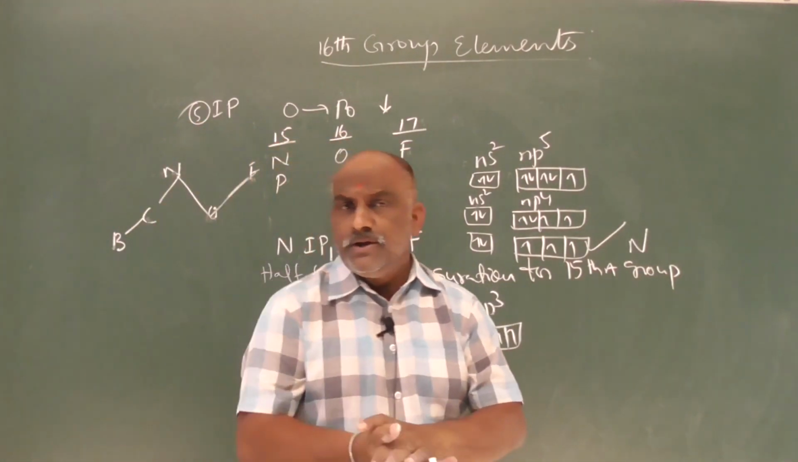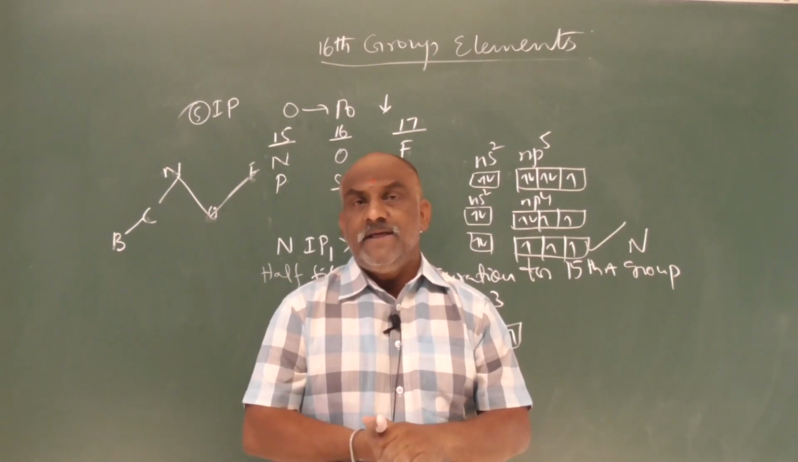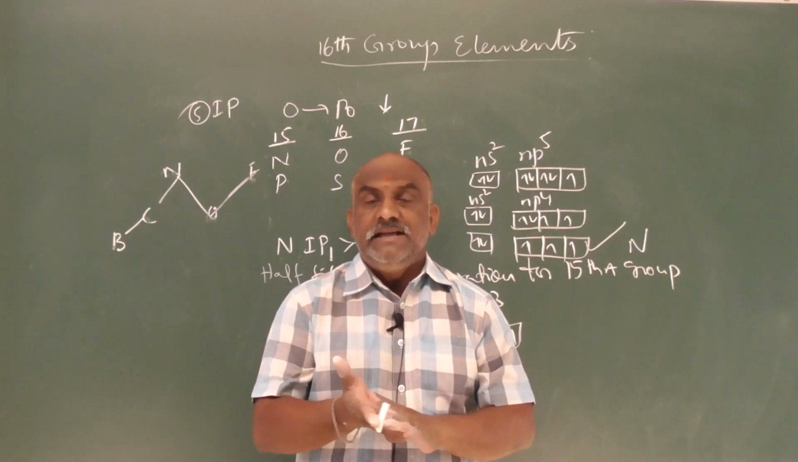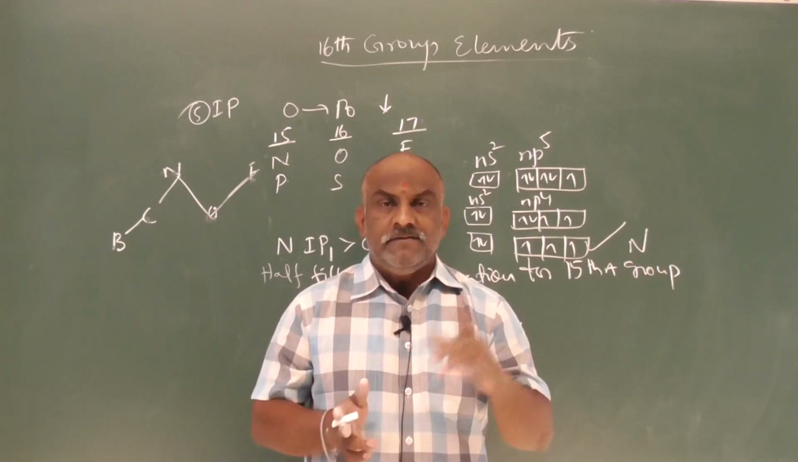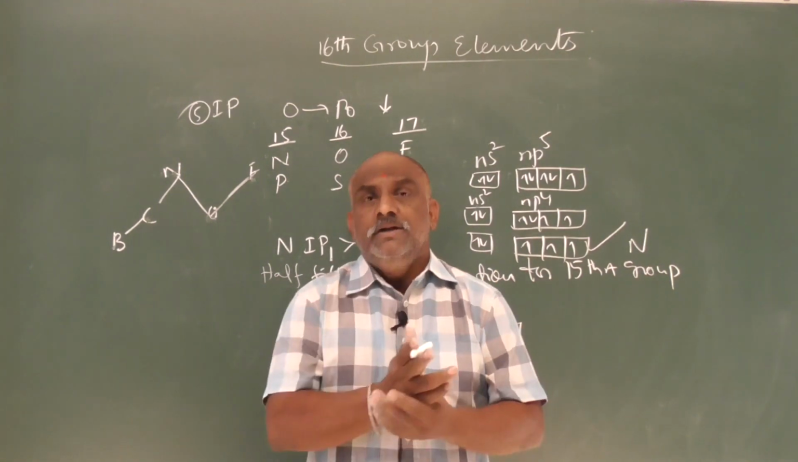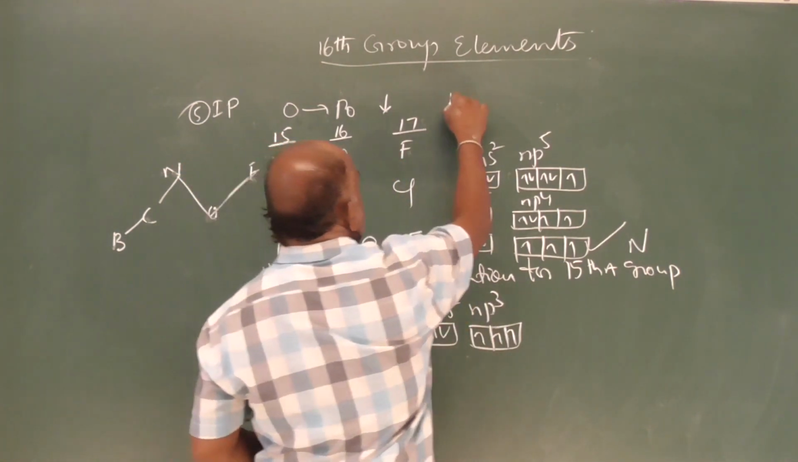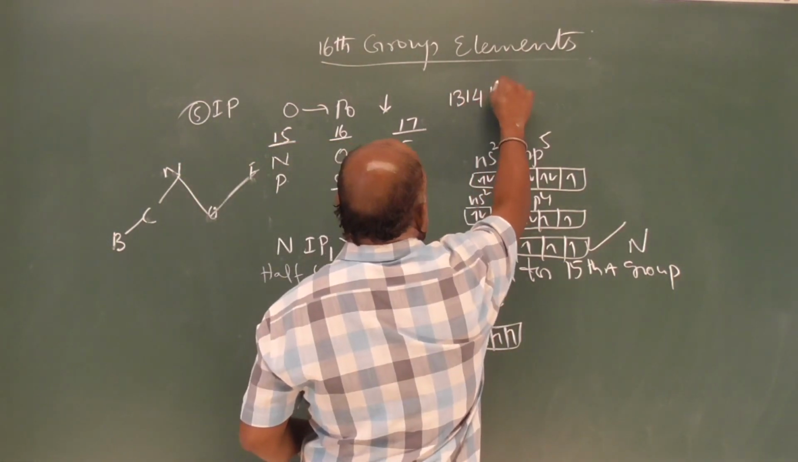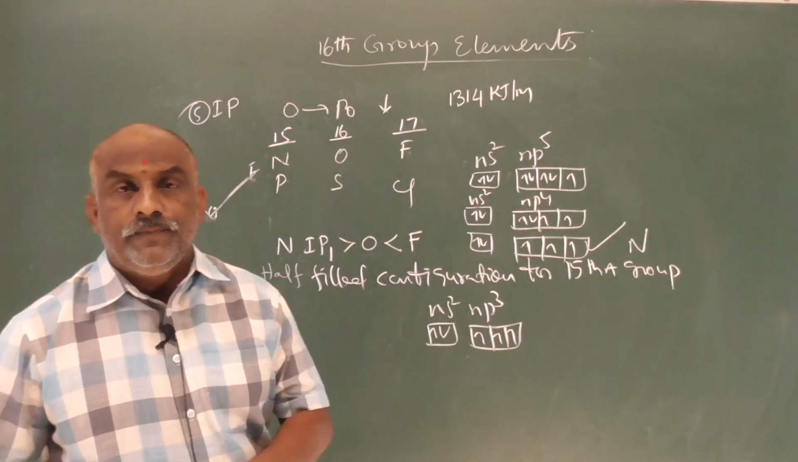So my dear students, make a note regarding these IP values. The IP1, first ionization enthalpy values of 16A group elements are less compared to both 15A group elements and 17A group elements. What is the IP value of oxygen? The oxygen ionization enthalpy value is 1314 kilojoules per mole.